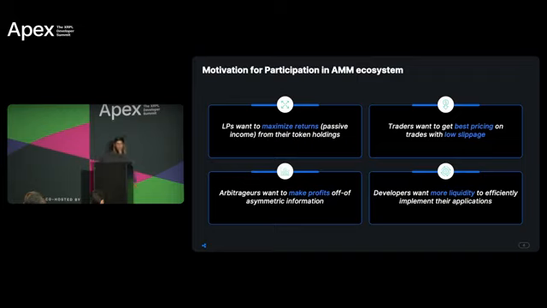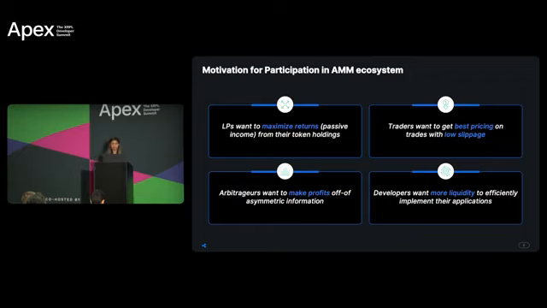Now that we are a little bit convinced that it's a good idea to have an AMM on the XRP Ledger, the next thing is to think about how we design an AMM on the XRP Ledger. And one of the things to think about is the interest of the participants in the ecosystem, because each plays a significant role in the AMM ecosystem. So to design a thriving AMM ecosystem, we'll look into the motivation for participation for these participants. So for instance, what do LPs want?